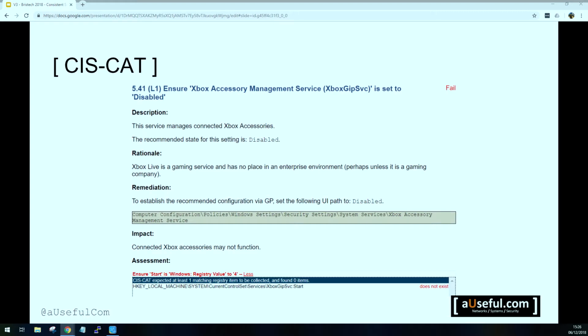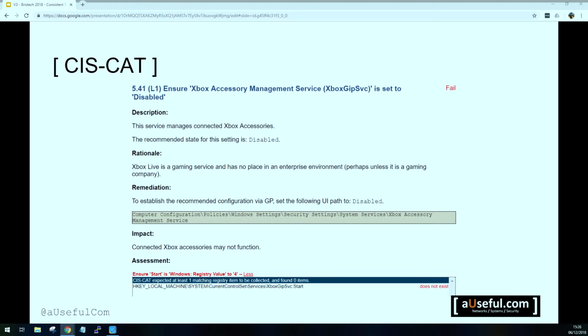And as I say, this is why they need to be atomic, because often you're only going to encounter this one recommendation in isolation on a report. So in this case, it's found that Xbox accessories are enabled, but we think probably on a corporate machine you shouldn't have Xbox accessories enabled. And it's telling you a bit of background on it.